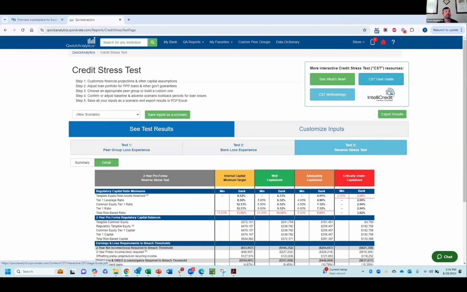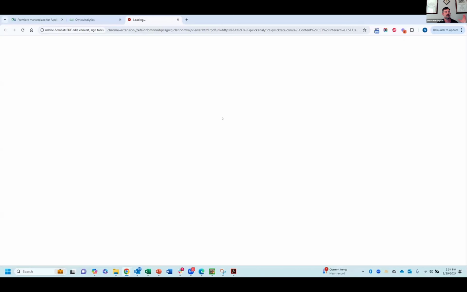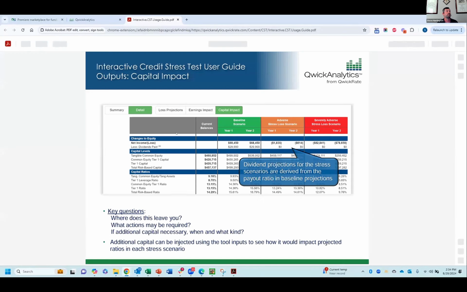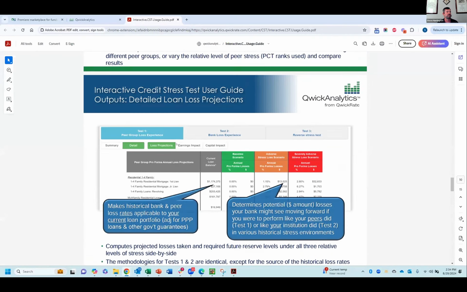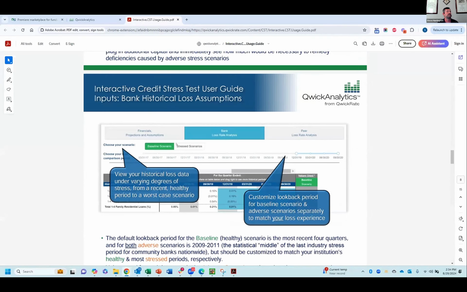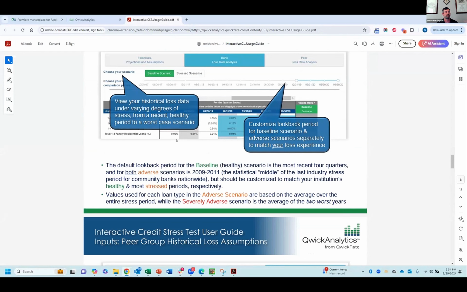There's a handy dandy user guide that comes along with the tool, which is great. It's a very visual user guide, kind of PowerPoint style, going through all the inputs and outputs and best practices for running the tool. So I highly suggest, even if you've used the tool before, to refresh your memory as to how to get the most out of it.